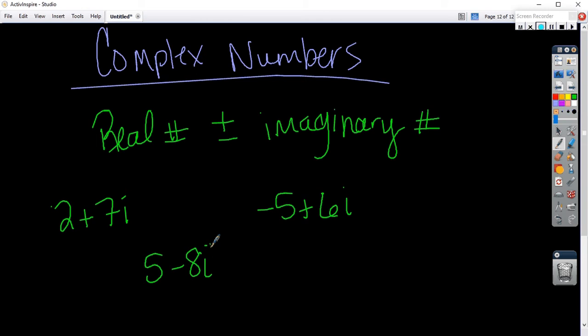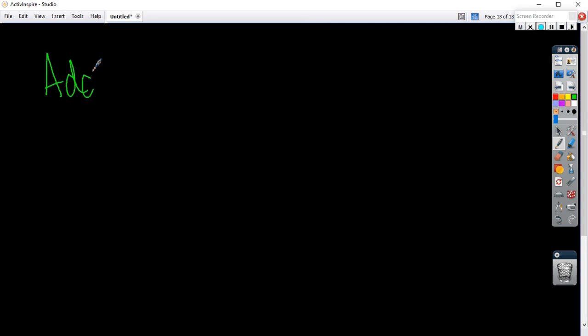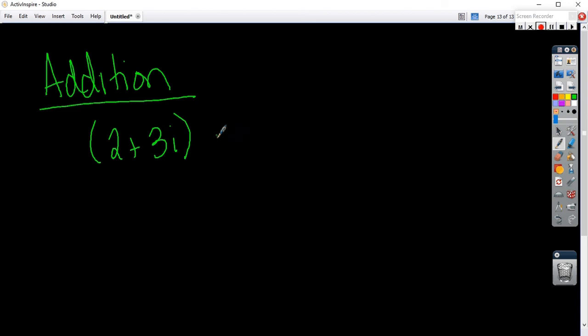Questions about that so far? Let's do some operations with them then. Addition. If I want to add complex numbers, so let's say this, everybody agrees that's a complex number?